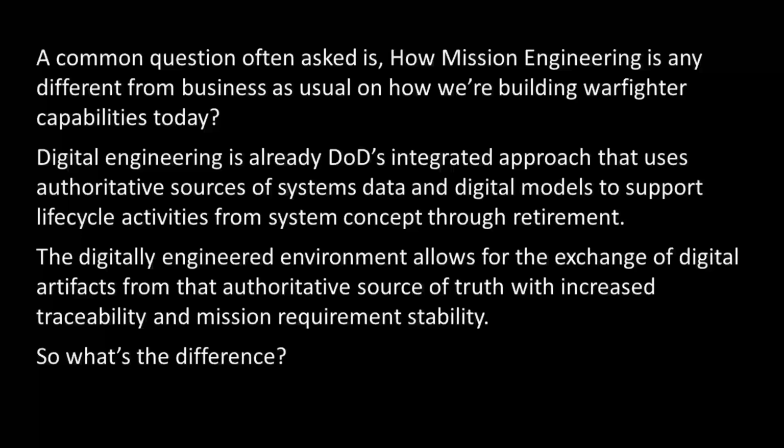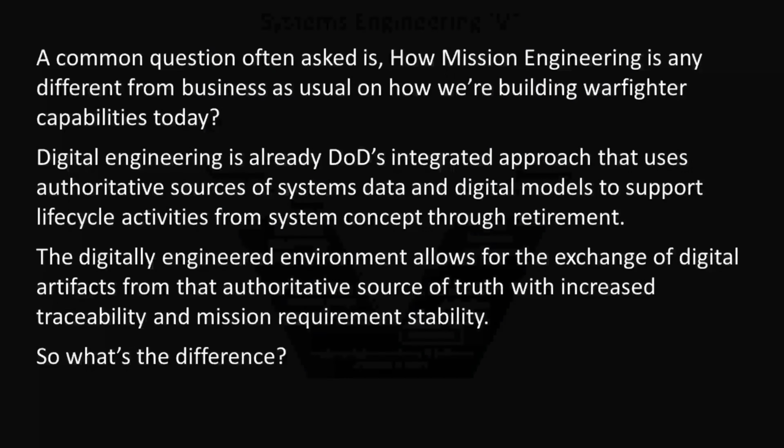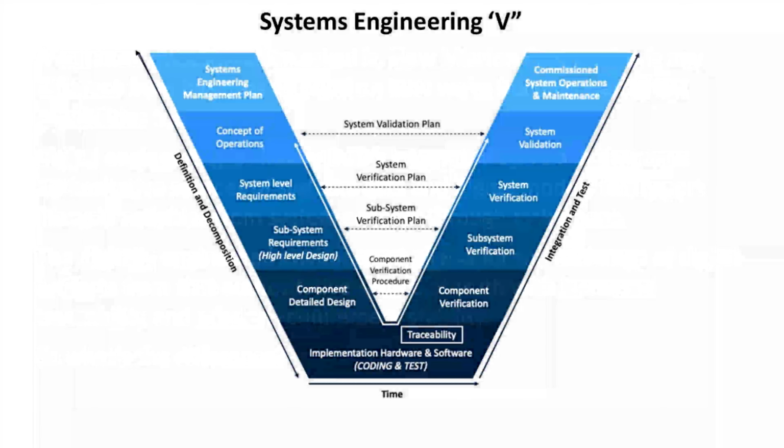The digitally engineered environment allows for the exchange of digital artifacts from that authoritative source of truth with increased traceability and mission requirement stability. So what's the difference? Engineers think of the systems engineering process illustrated in the form of a V. Engineers maintain that no matter what engineering approach you use, you cannot skip steps in the engineering process without experiencing the consequences of your decisions later.